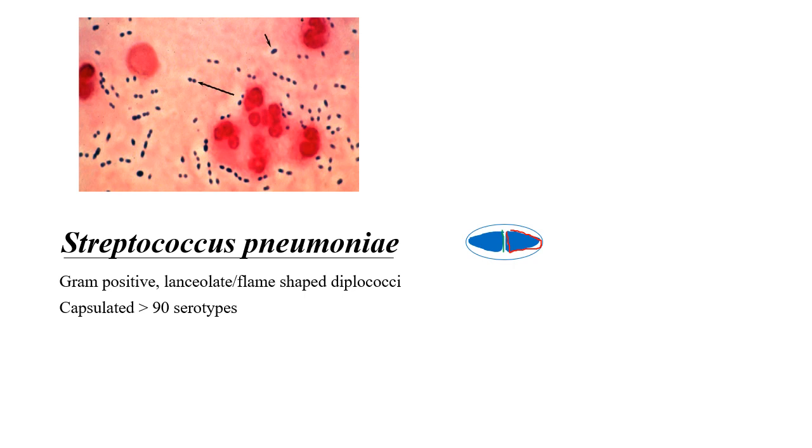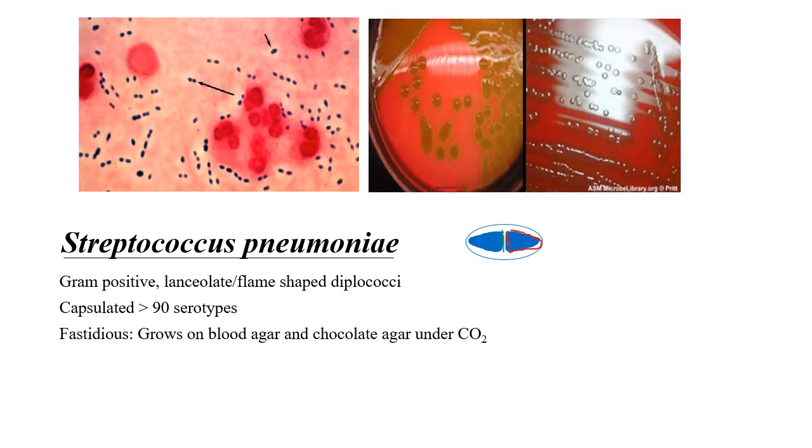Studies on the capsule have told us that there are more than 90 serotypes. It is fastidious, it grows on blood agar and chocolate agar under CO2. All streptococci are fastidious. This one will prefer chocolate agar. It also prefers to be incubated in a CO2 environment. And here you can see something interesting. You can see it is mucoid. So that mucoid character is because of the capsule. And the alpha hemolysis is of course a common trait of the bacteria.